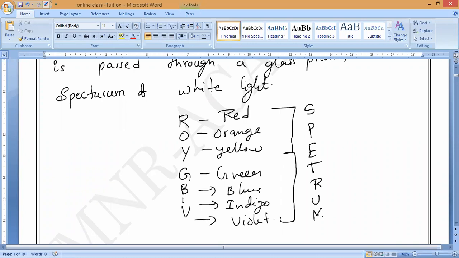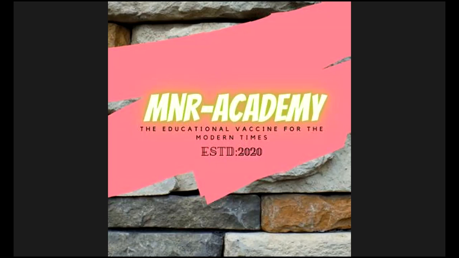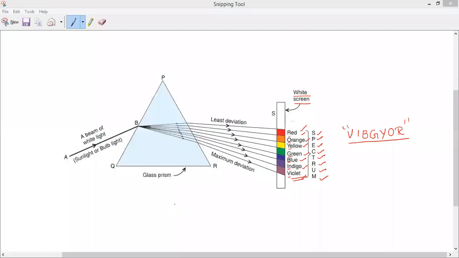Spectrum, spectrum. Now, let us study what this is very clearly. Observe this picture, everybody. I hope you have drawn it already.